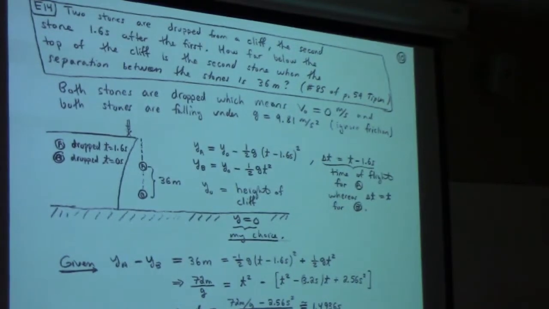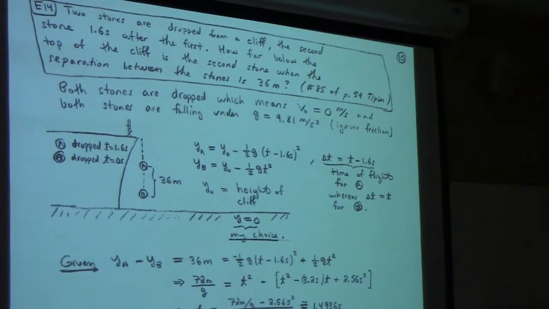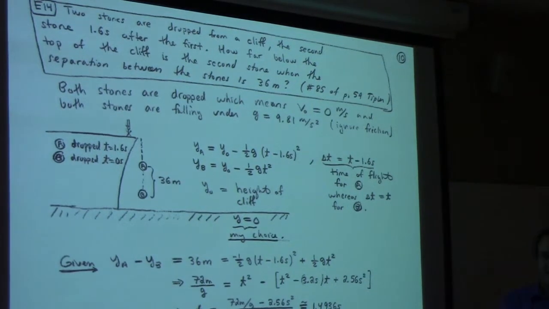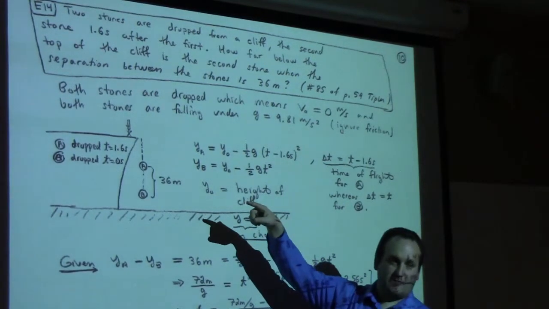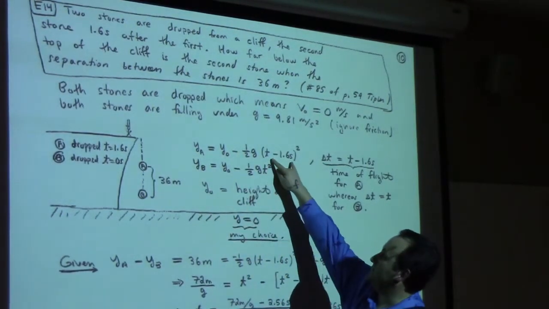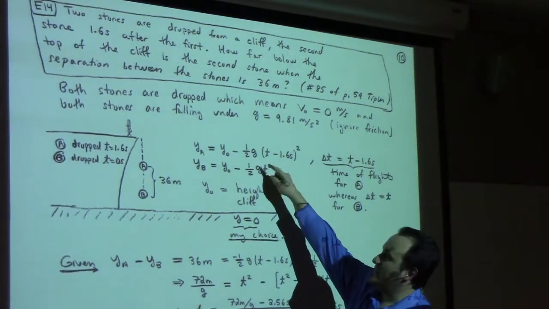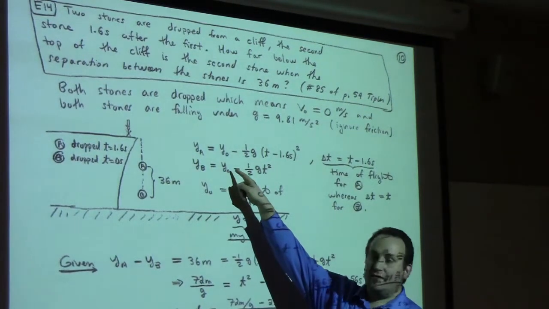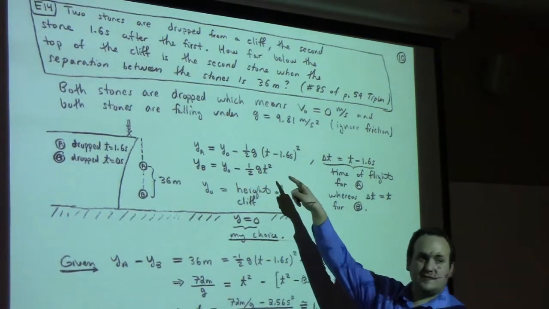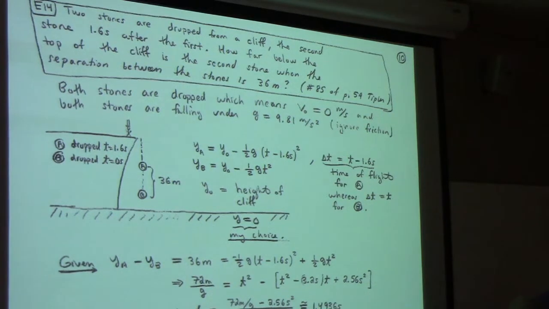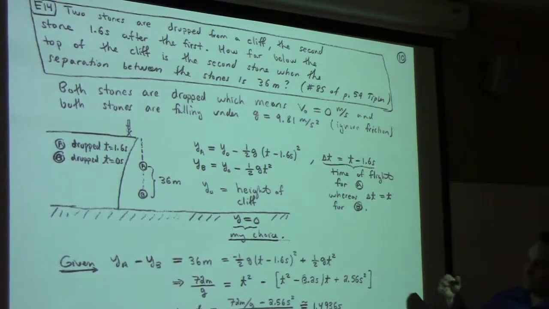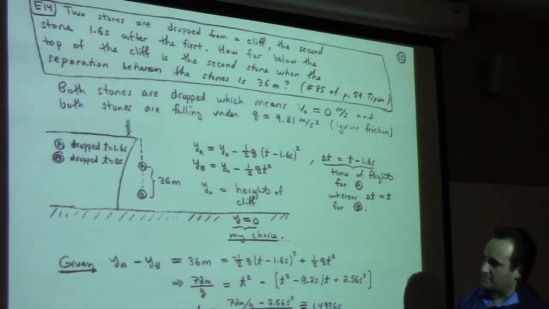I suppose that the B stone drops at time 0, and the A stone drops at time 1.6. So for the A stone, the second stone that's dropped, I have to shift and use t minus 1.6 instead of t in the kinematic equation. Otherwise, they share the same initial height and the same acceleration, minus 9.8 meters per second squared. The time of flight is slightly different for them. I've set y equals 0 at the base of the cliff.